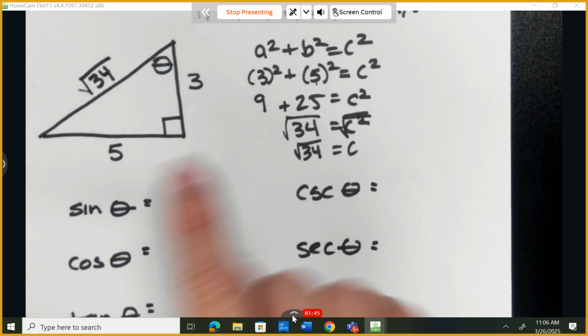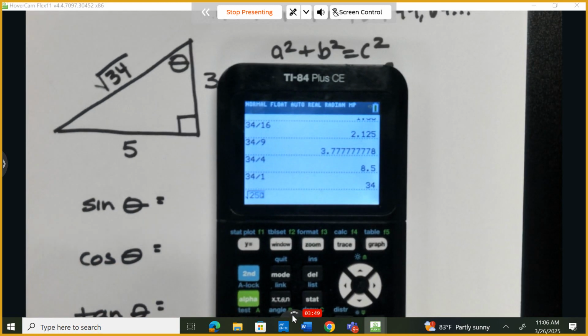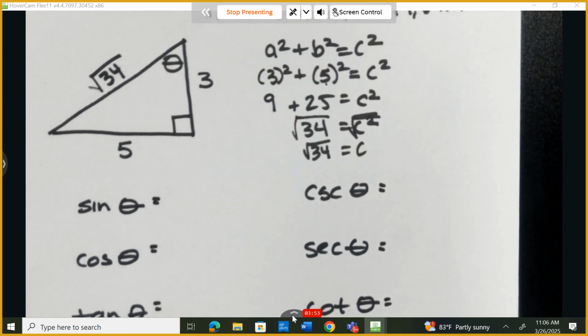When you get a nice pretty answer like the square root of 25, then we could just break it down to 5. But we first see, can we break it down? In this case, we couldn't. Good question.